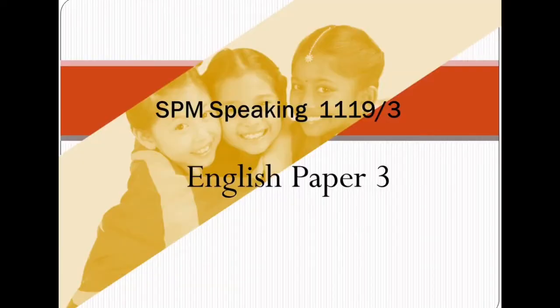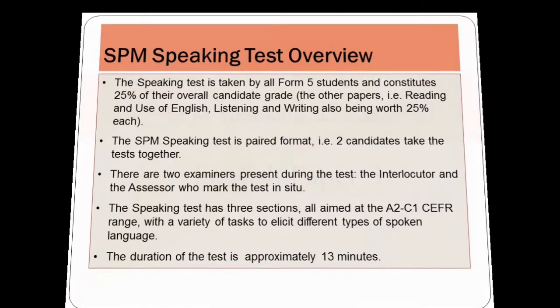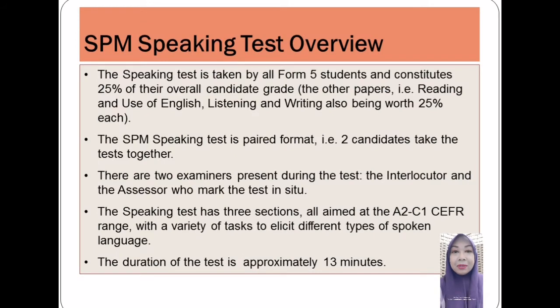SPM Speaking 1119/3 English Paper 3. SPM Speaking Test Overview. The speaking test is taken by all Form 5 students and constitutes 25% of their overall candidate grade. The other papers, that is reading and use of English, listening, and writing, are also worth 25% each.